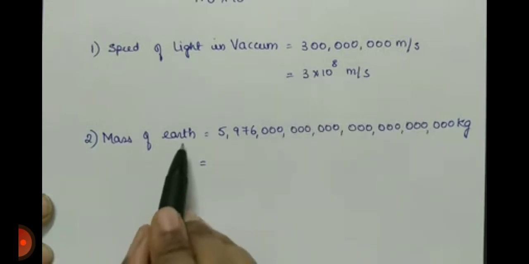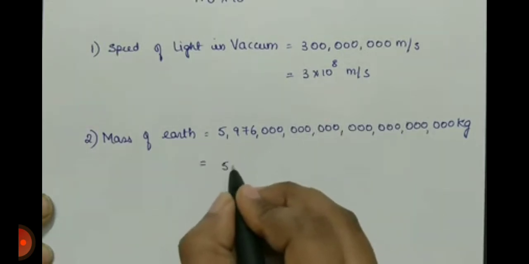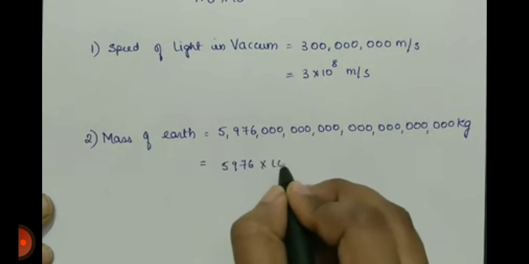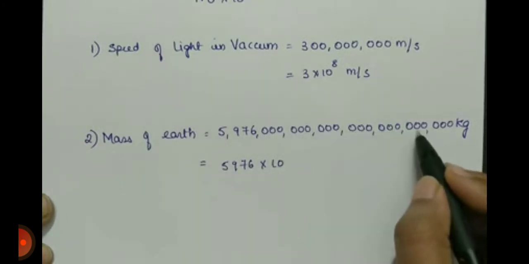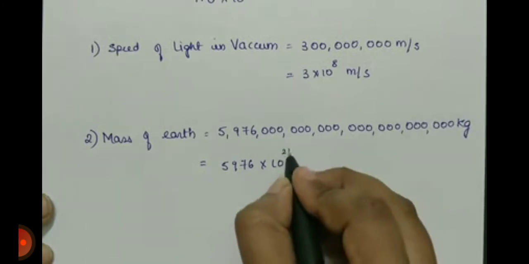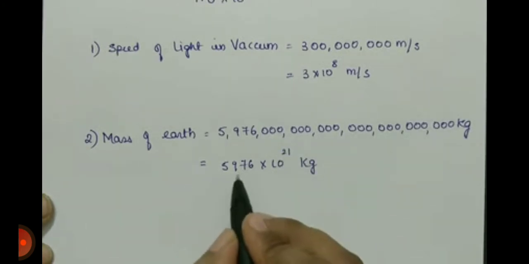Second one, mass of the earth is this much. So we can write it as 5976 into 10 to the power of 1, 2, 3, 4, 5, 6, 7, 8, 9, 10, 11, 12, 13, 14, 15, 16, 17, 18, 19, 20, 21 kgs. But this is not in the standard form.